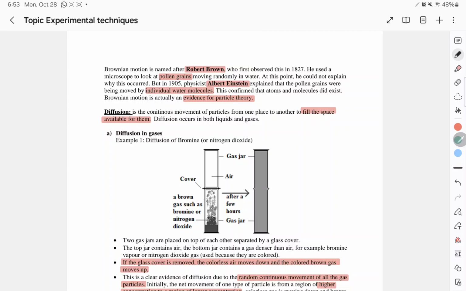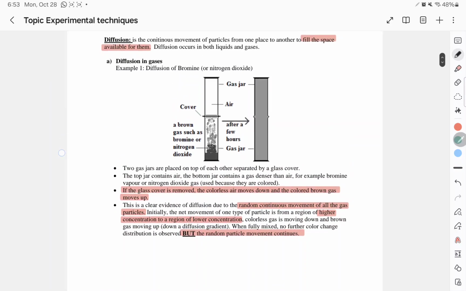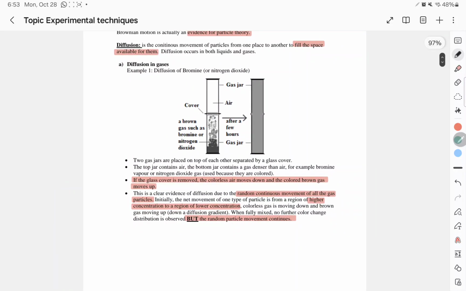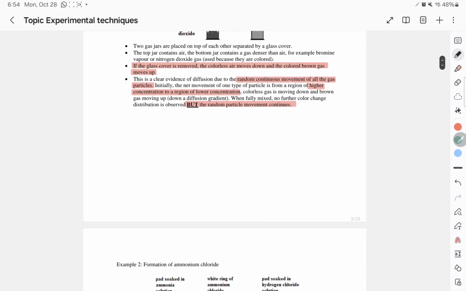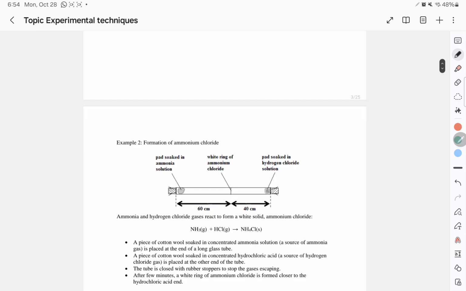Now, diffusion, it's just to fill up the space available for them in gases and liquids. Now, experiment 1, if you diffuse bromine. When you remove the cover between them, particles are going to start moving around and mixing. Now, we know that they're going to remain in continuous movement, and it's from higher concentration to lower concentration. It's going to go always. Now, when they're fully mixed, no more color change is going to happen. You're just going to have this one shade of brown that's not going to change. But their movement will continue, but it will be at equilibrium almost.